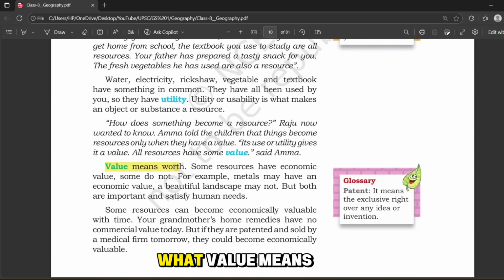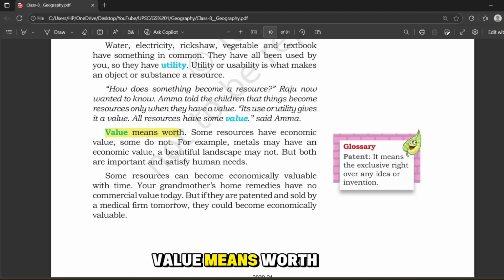Now, let's understand what value means. Value means worth. For example, metals like copper, if they have value, that means they are worth something. You can sell them and earn money from them, right? That's what you mean by value.